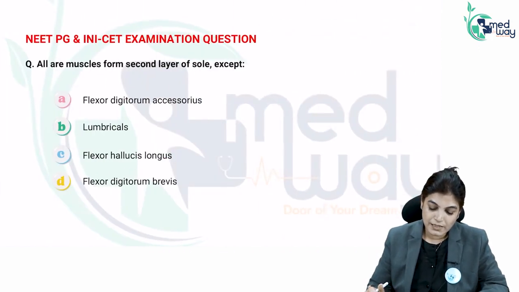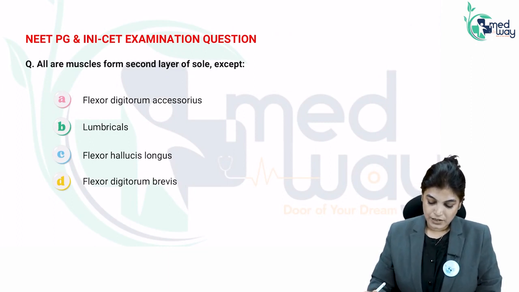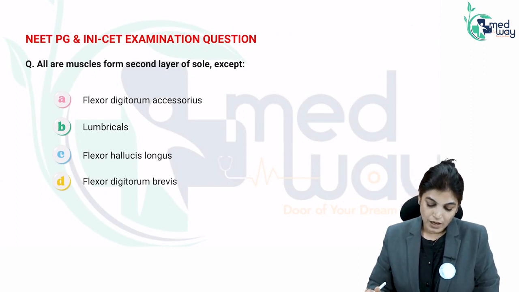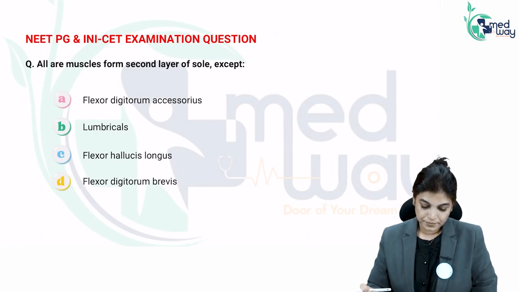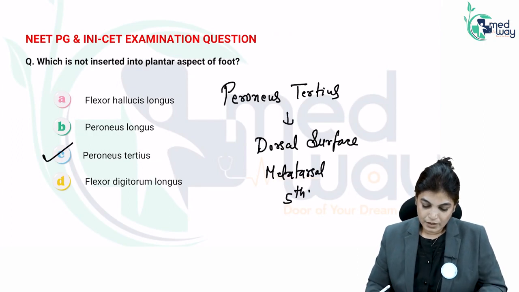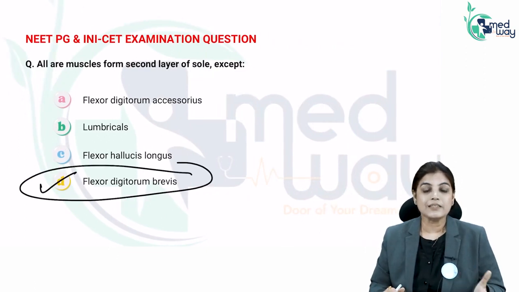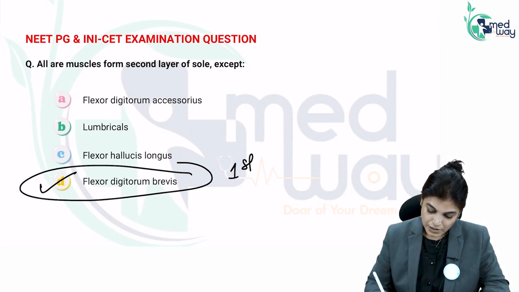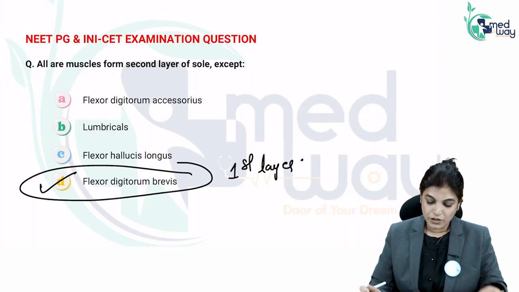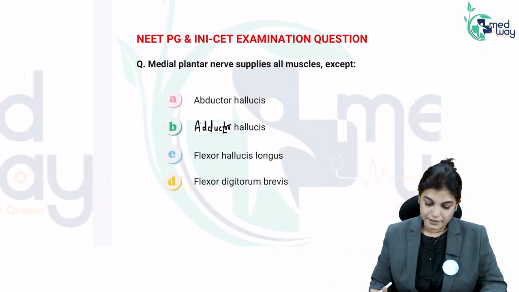Next: all are muscles of the second layer of the sole except flexor digitorum accessorius, lumbrical muscle, flexor hallucis longus, flexor digitorum brevis. 4 options are there and we have to mark the right answer, which is not a muscle of the second layer. Question number 4. Flexor digitorum brevis is the muscle of the first layer. Other than that, flexor digitorum accessorius, flexor hallucis longus, lumbrical are all muscles of the second layer.